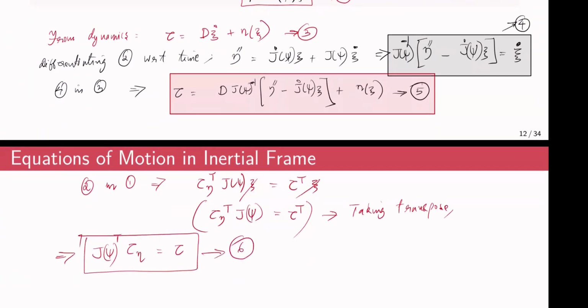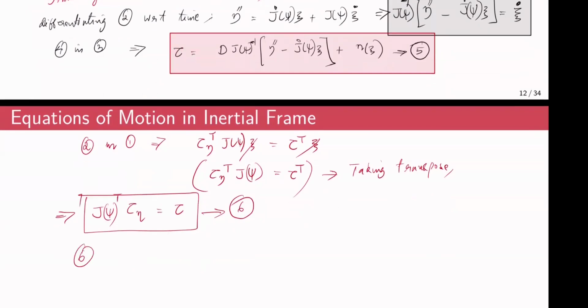If you go back to equation 5, instead of this tau, I substitute this term, equation 6, into equation 5. So 6 in 5, we will get J of psi transpose tau eta, which is nothing but D J of psi inverse, eta double dot minus J dot of psi zeta, plus N of zeta.